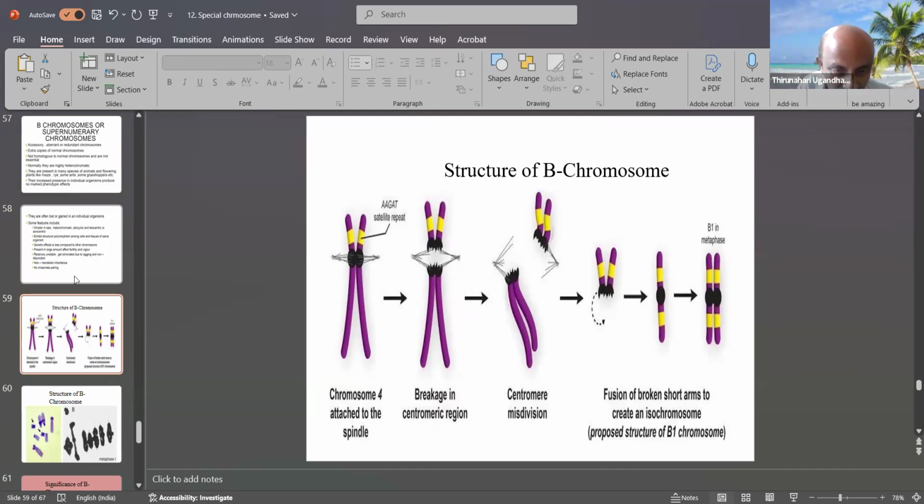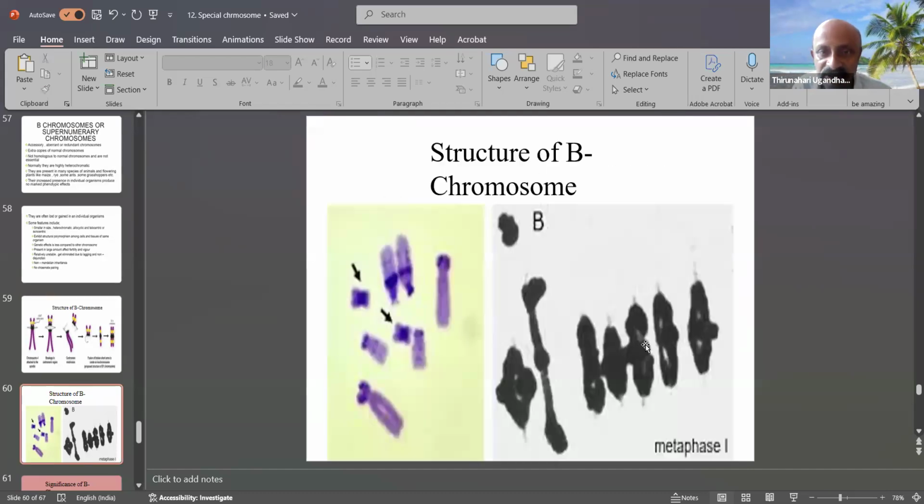So in this one, the chromosome is attached to the spindle. Then there is also breakage in the centromere region. Breakage of the centromere, but here centromeres are in mid-division. Then fusion of the broken short arms creates isochromosomes. These are also special parts of the structure of the B chromosomes.